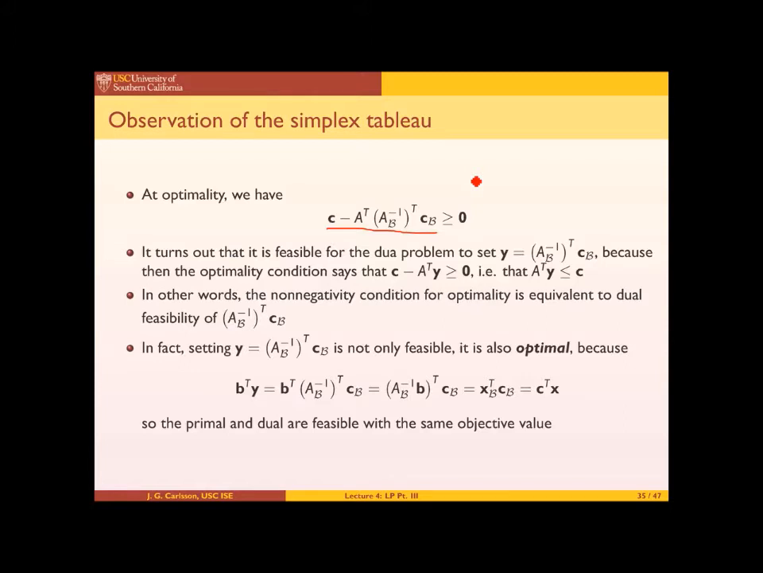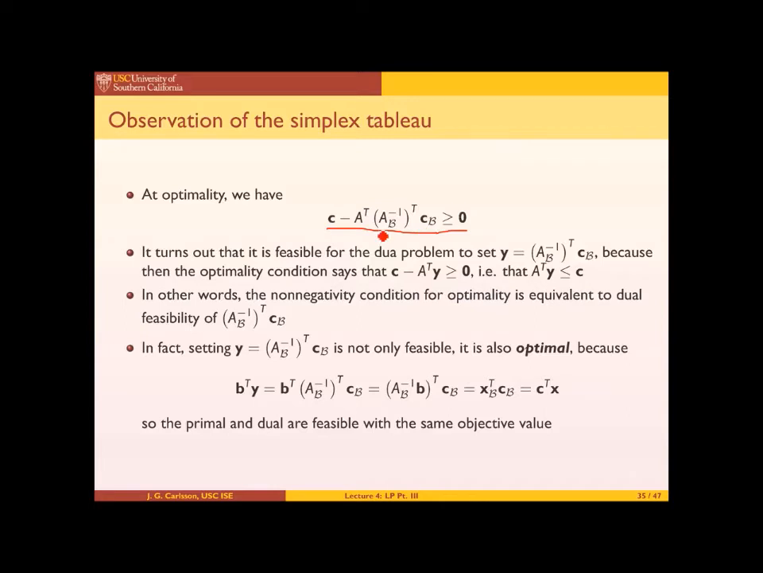And so we have, if you substitute that expression that I wrote for the linear algebraic expressions for the simplex tableau, it looks like this. It's C minus A transpose AB inverse transpose CB greater than or equal to 0. Okay, and so here's something to notice about that. What this tells you is the following.